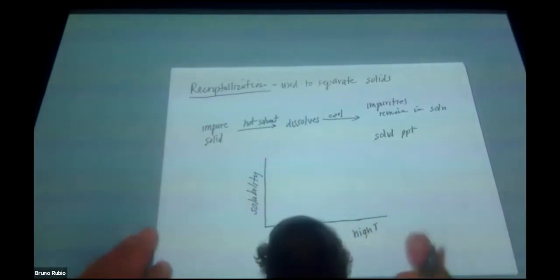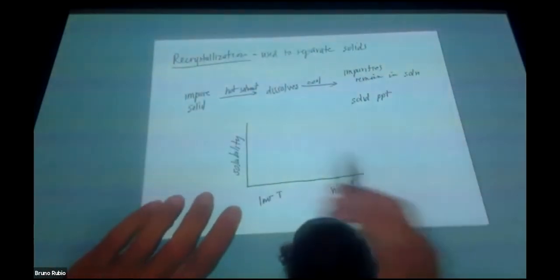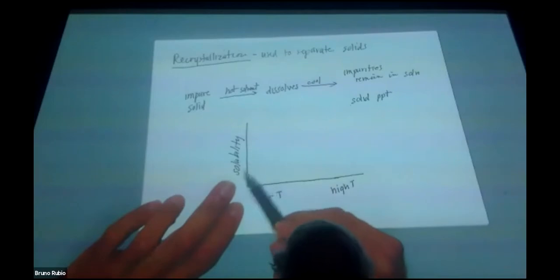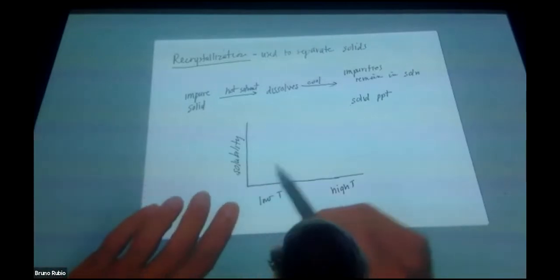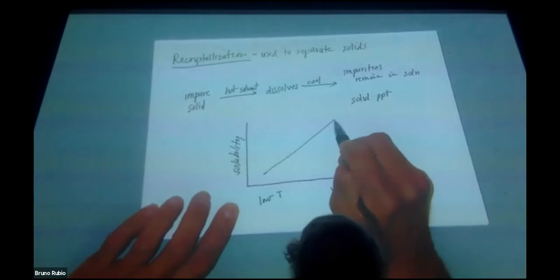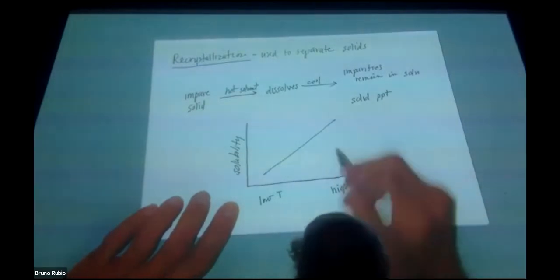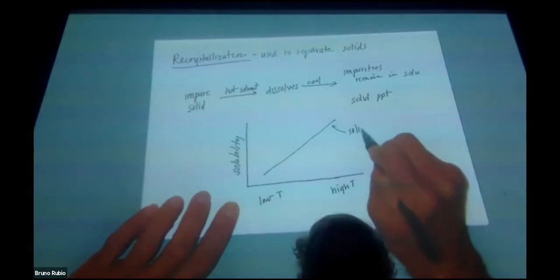And let's say that the substance that you're trying to purify should be insoluble at low temperature in the solvent, but very soluble at high temperature. So this is what the solubility curve should look like for the solid to be purified.